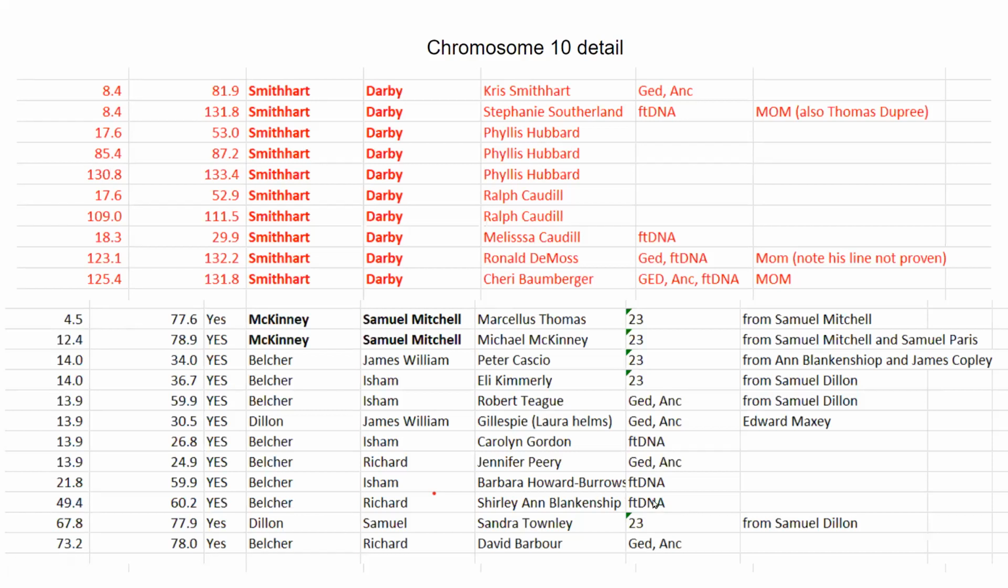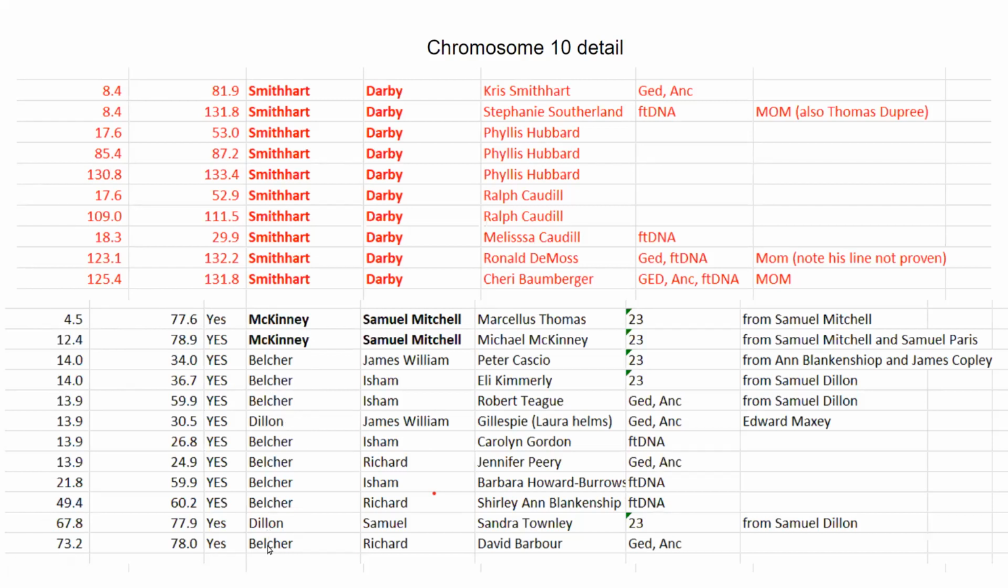Is that clear? You're going to get two different sets of chromosome matches for every chromosome section. So I've got this chunk from Darby Smith, and I got that chunk from Samuel Mitchell Mckinney. Now, all these other people match me in the same region that Marcellus and Michael match me.